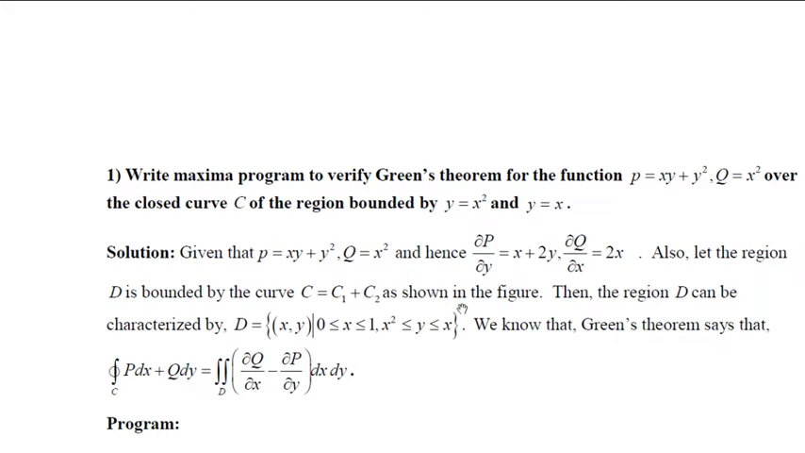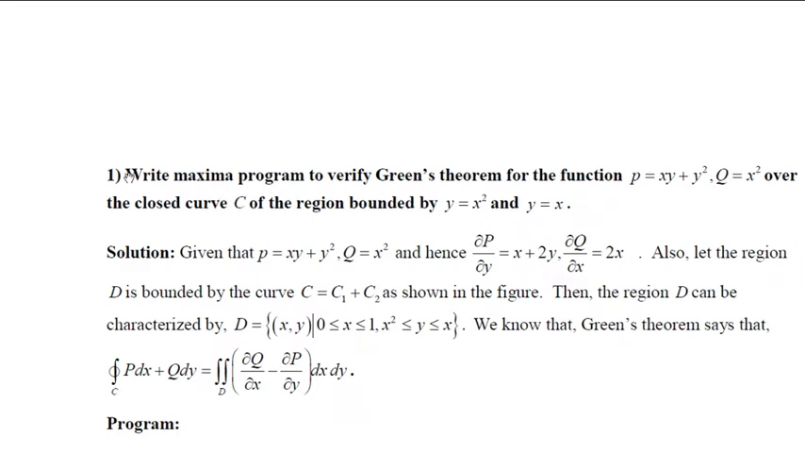We know that Green's theorem says, suppose D is the region bounded by a simple closed curve C, then the line integral of p dx plus q dy over C is the same as the double integral of ∂q/∂x minus ∂p/∂y, dx dy over D, where p and q are functions of x and y.